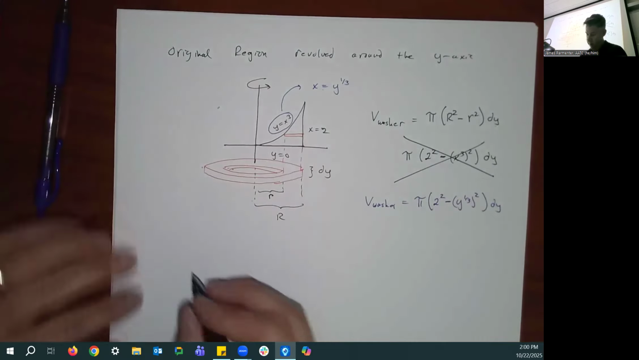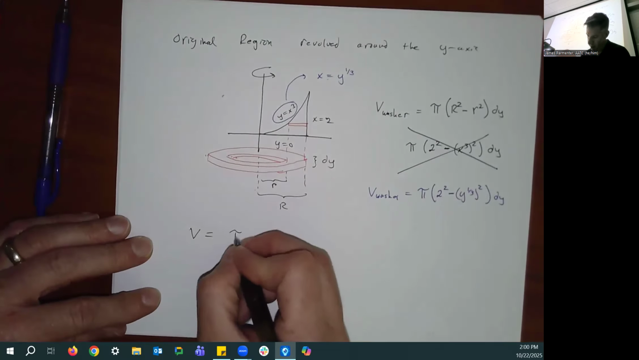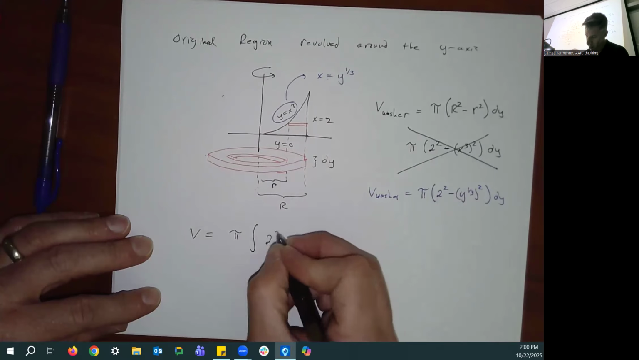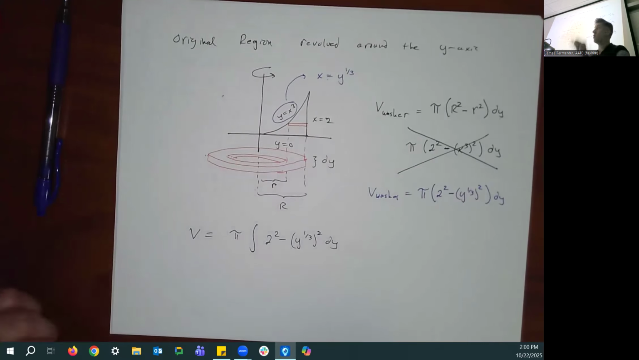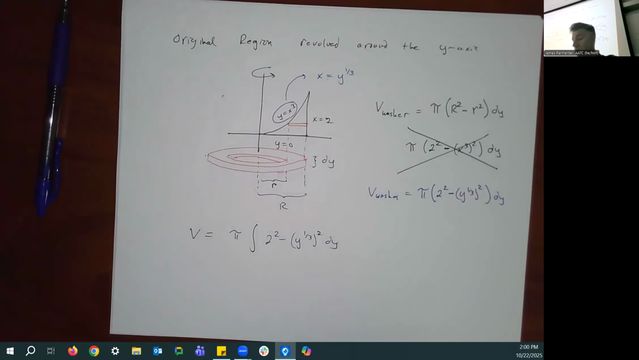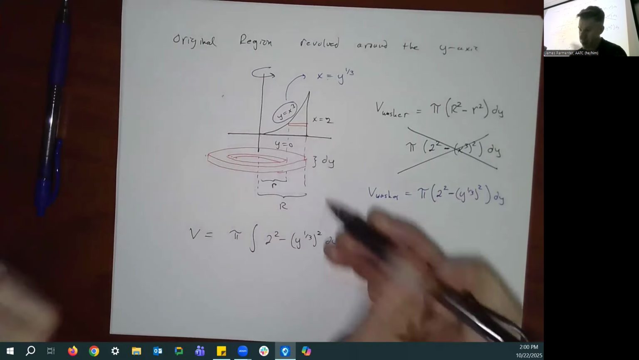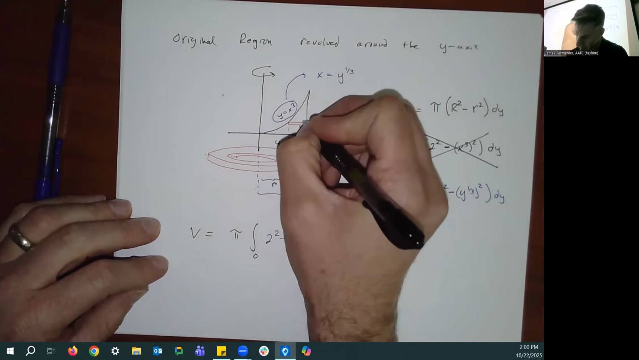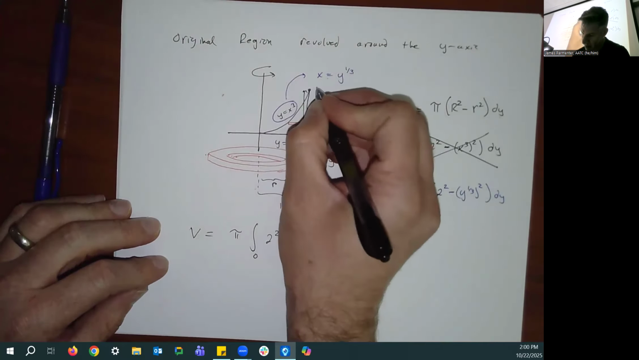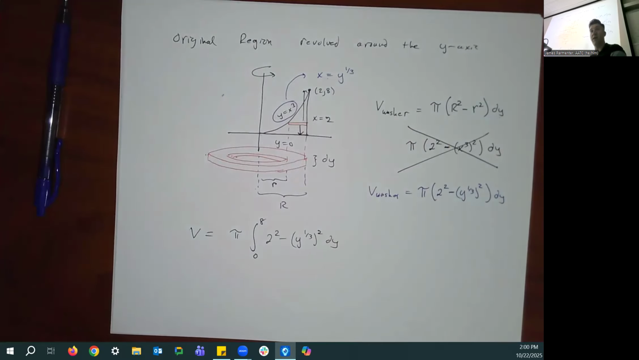And then to find the total volume, oops, we're out of time. We're going to add up all the washers. We're going to go pi integral of 2 squared minus y to the 1/3 squared dy. And my limits of integration are different. Before, they were from a left value of x equal to 0 to a right value of x equal to 2. Now they're going to be down as low as y equal to 0 to up as high as, if x is 2, y is 2 cubed, which is 8. So our limits of integration have to be y values, not x values.